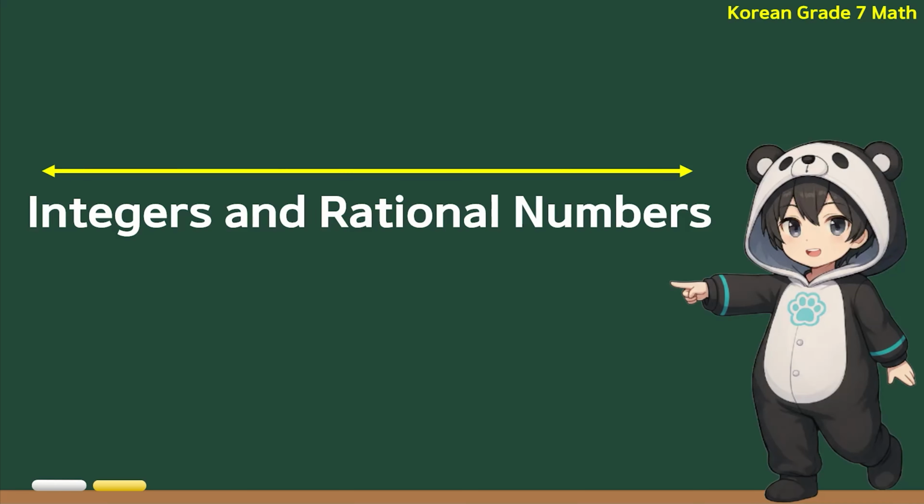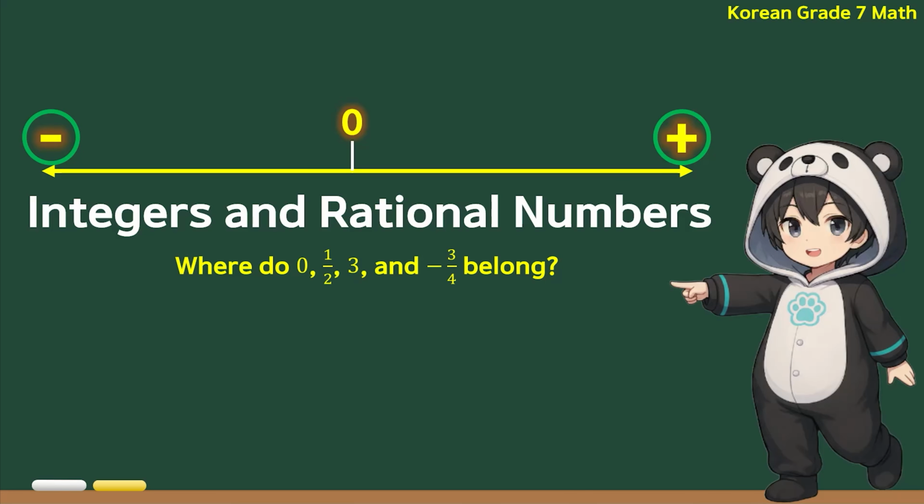In our previous lesson, we learned what plus and minus really mean. We saw that the signs can represent opposite directions, opposite changes, or opposite positions. Now, we are ready for the next step, organizing those numbers into larger families. Think about these numbers, 0, 1/2, 3, and negative 3/4. Where do they belong? Today, we will learn two important ideas, integers and rational numbers.